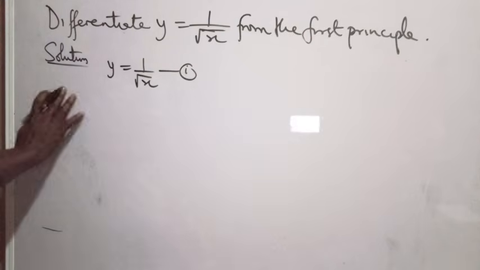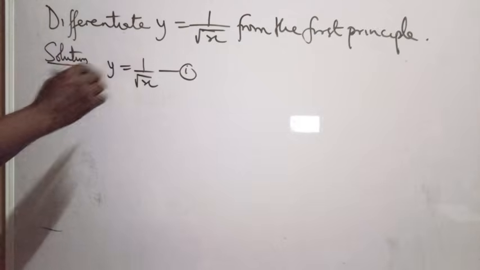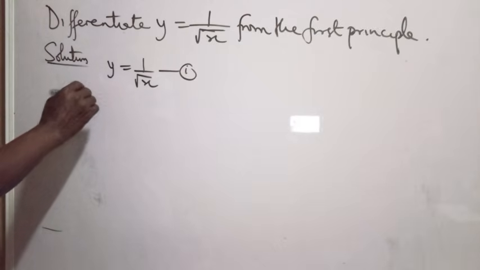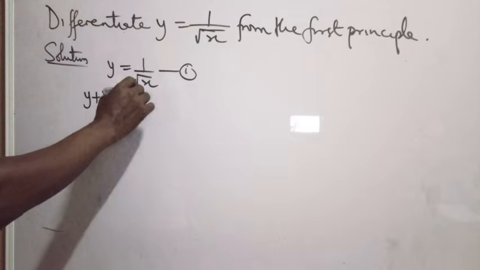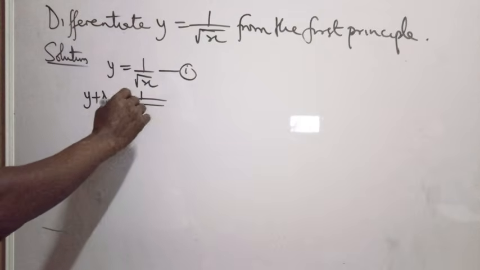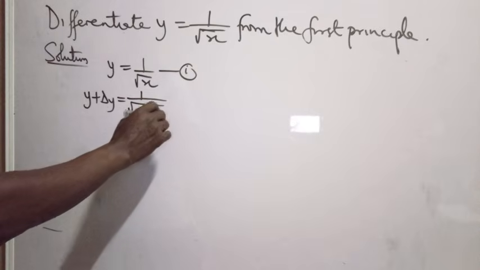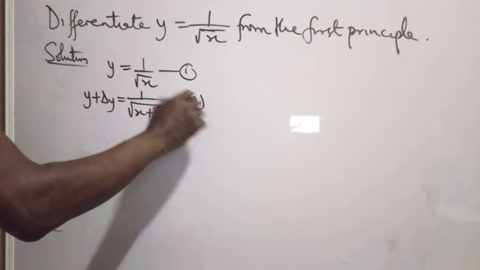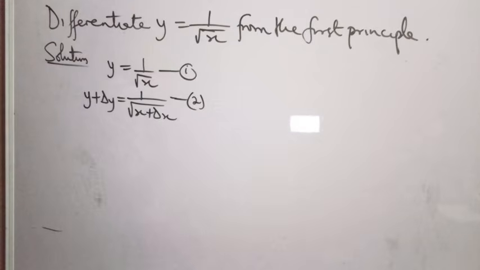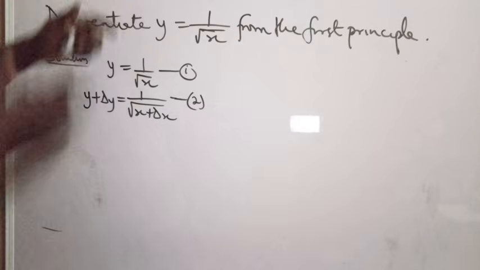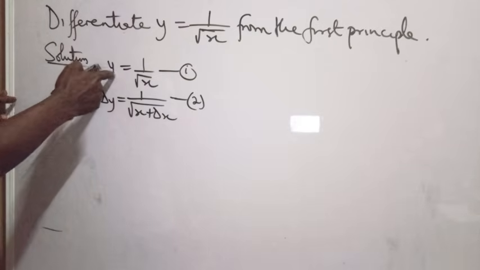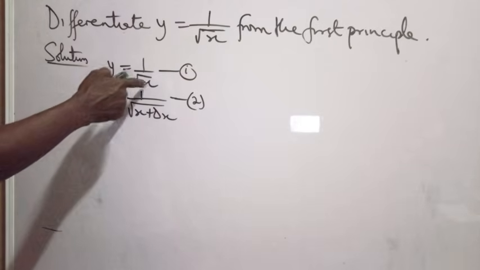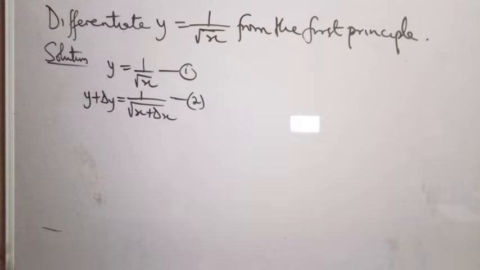Now let's increase the variables x and y, by changing y to y plus delta y and changing x to x plus delta x. So that is y plus delta y equals 1 over root of x plus delta x. That forms equation 2. Okay, we have increased equation 1 with respect to x and y: y has increased to y plus delta y, and x has increased to x plus delta x.